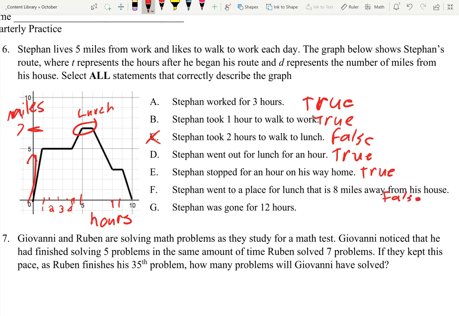Stephen was gone for 12 hours. Well, not really, because he left at hour 0 and he came back at hour 10. So he was really only gone for 10 hours, right? So this is false as well.